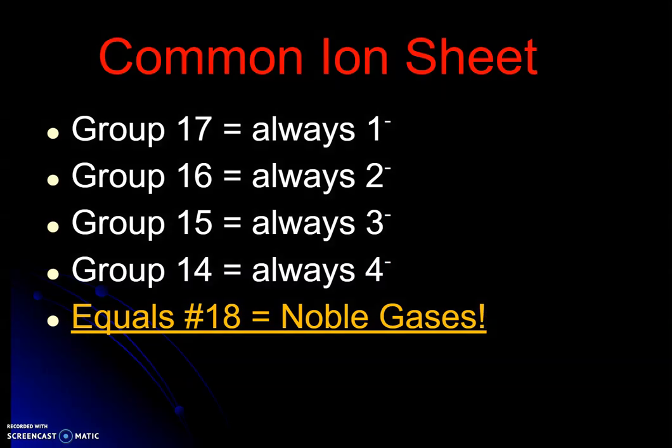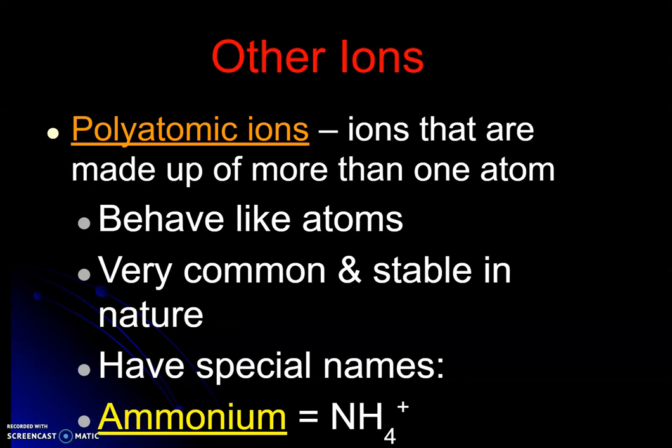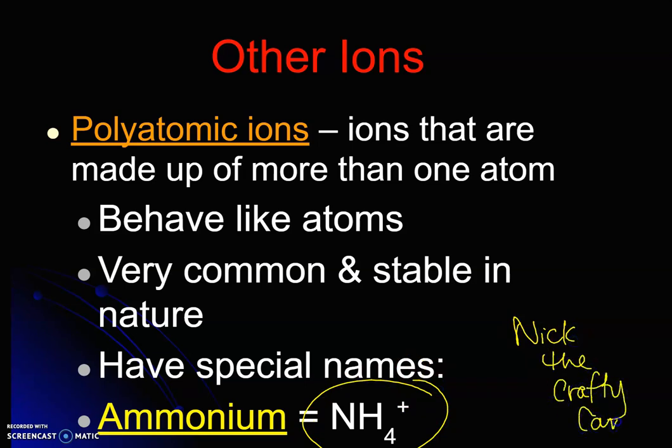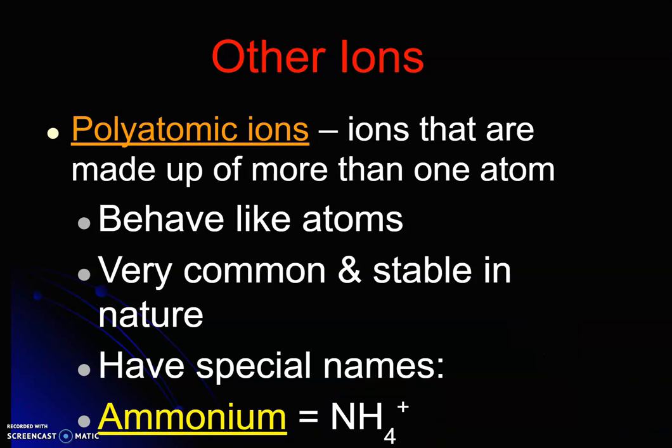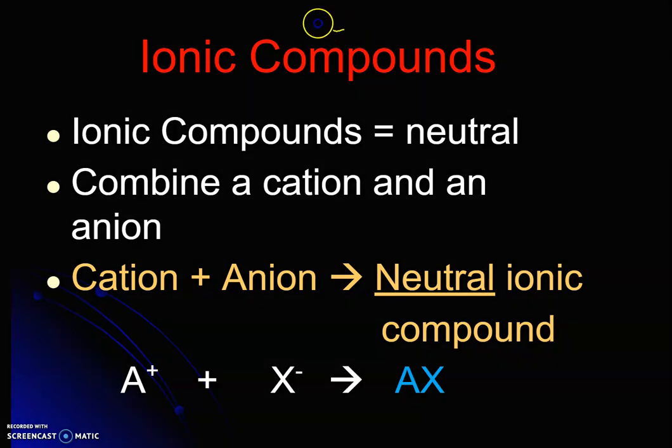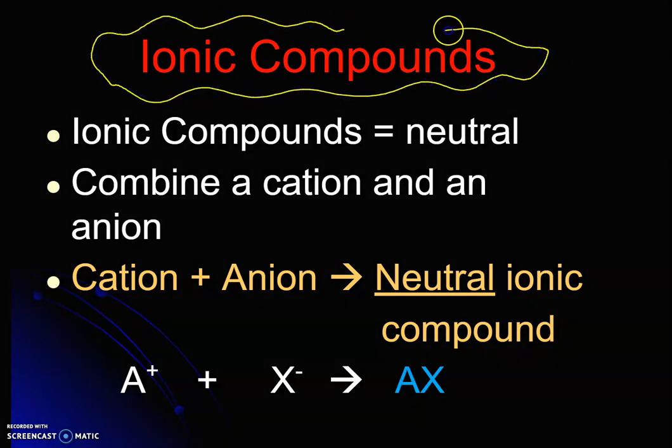And then you obviously have to know your polyatomic ions. So those behave just like regular old elements. You have things like ammonium and sulfates, and don't forget your Nick the Crafty Camel. You're going to need to know those ions. Okay? So here we go. What we do in ionic bonding is we are going to bond, wait for it, the ions. Get it? Because it's ionic bonding.